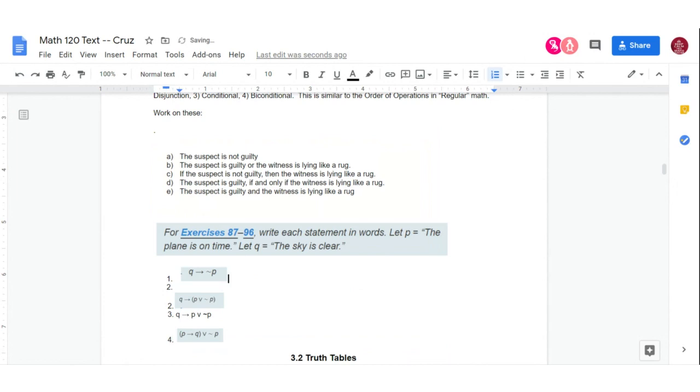All right, so you just got to watch, because it's legal to switch the orders and negate whatever we want if we want to build such a statement. So P is the plane is on time. Q is the sky is clear. Okay. So the first one is, if Q, then not P. So that means, if the sky is clear, then the plane is not on time.